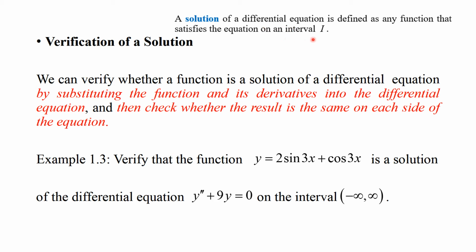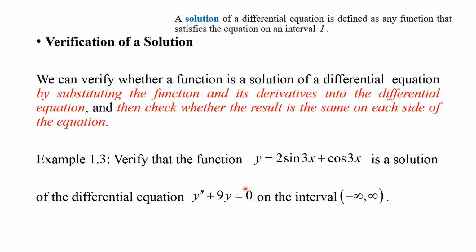For example, verify that the function y equals 2 sine 3x plus cos 3x is a solution of the differential equation y double prime plus 9y equals 0 on the interval minus infinity to infinity. So in this problem, we are given the function, and this function is said to be a solution of this DE. So how do we verify, or how do we prove that this function is a solution of this DE?